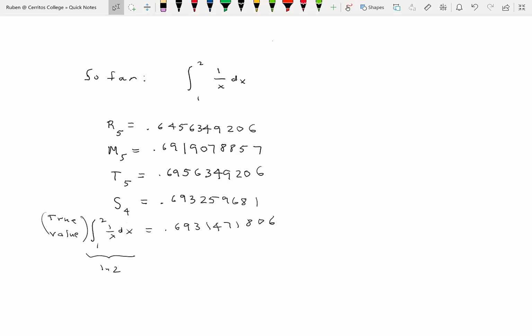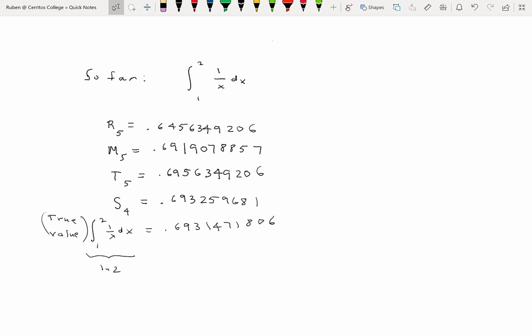Okay, so what we did in the last video segment is we used 4 different approximation techniques to estimate the value of this integral. We used the right-hand rule with 5 subintervals, the midpoint rule and trapezoid rule also with 5 subintervals, and Simpson's rule with 4 subintervals. I mentioned that we rarely use the right or left-hand approximations because they are grossly inaccurate compared to the other 3 methods in this section.